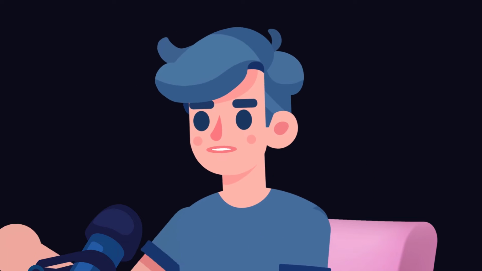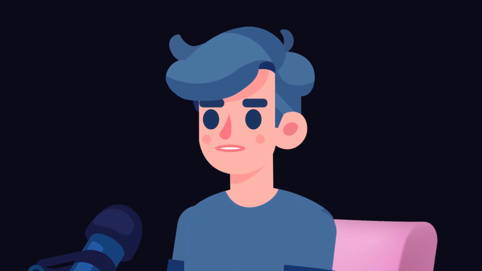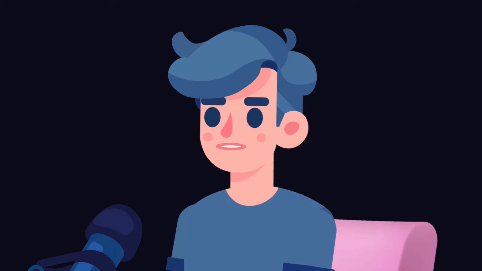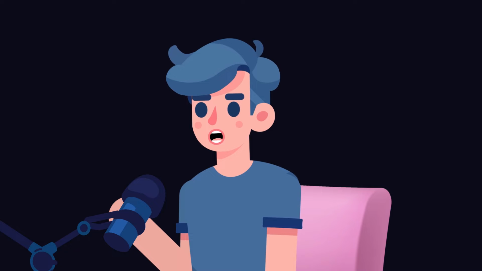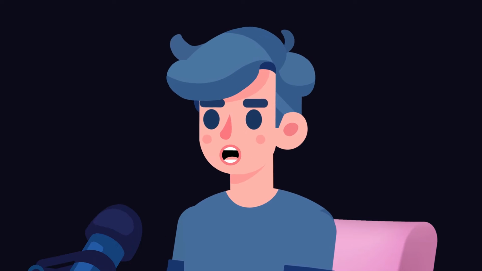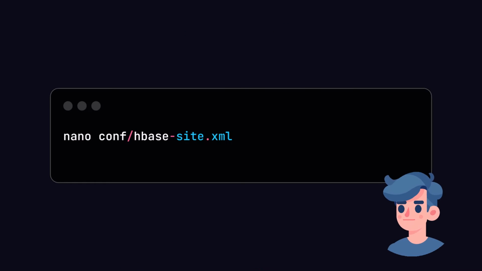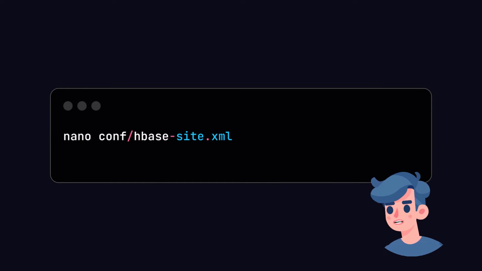To get started, we need to ensure that we have HBase installed on our system. First, let's download the latest version of HBase from the Apache HBase website. The download should come in a compressed file. After downloading, extract the files to your desired directory. Next, navigate to the HBase directory in your terminal.